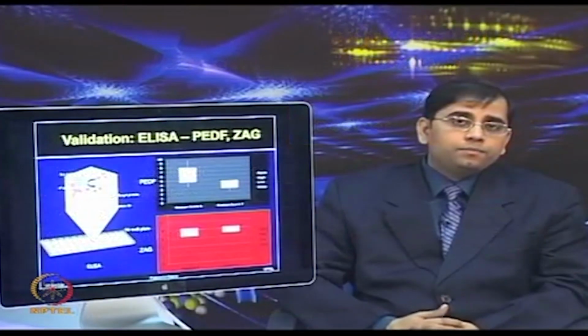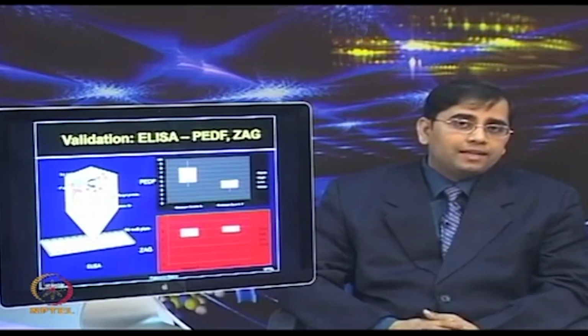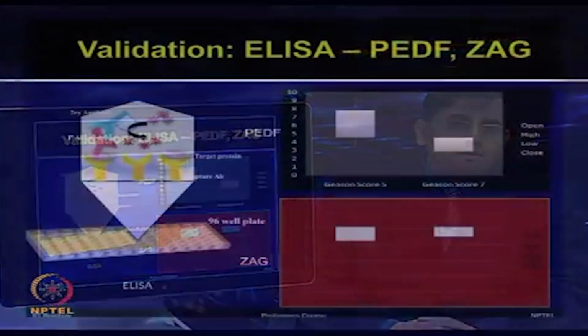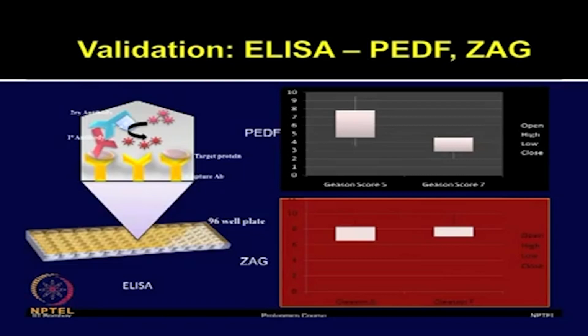For validation, the authors employed various techniques including Western blots, enzyme linked immunosorbent assays or ELISAs, and also immunohistochemistry. The pigment epithelium derived factor PEDF and zinc alpha 2 glycoprotein, also known as ZAG, were further validated by the ELISA technique.